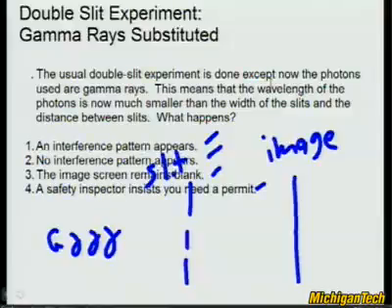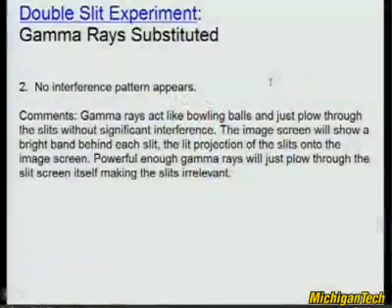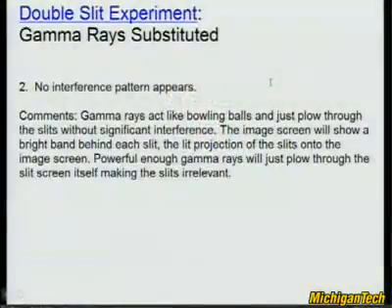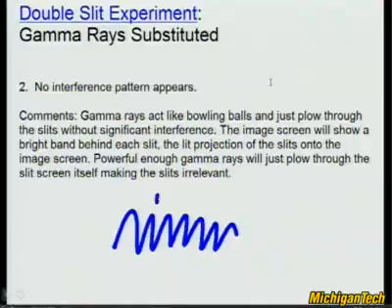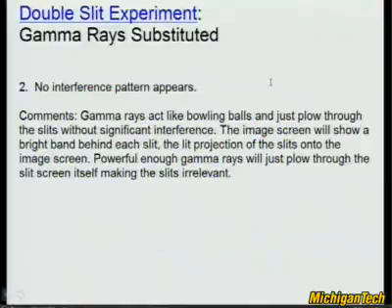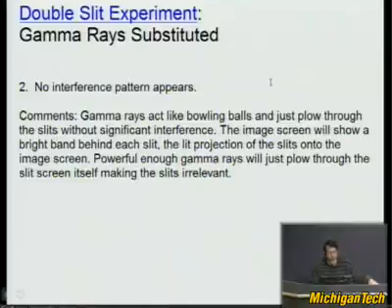Do gamma rays matter? All right, so the answer to that is that no interference pattern appears that you can tell. Now some people will say, well, there's always going to be a tiny little bit of diffraction. You're going to have a small amount. Well, maybe. But for the most part, no, you're not going to be able to detect an interference pattern. Gamma rays are very small wavelength. The distance here is very small. They're very powerful. They go through your bones, which is why they're more powerful than X-rays, which are stopped by bones. So they plow through the slits without significant interference. Therefore, the image screen will show a bright band behind each slit.